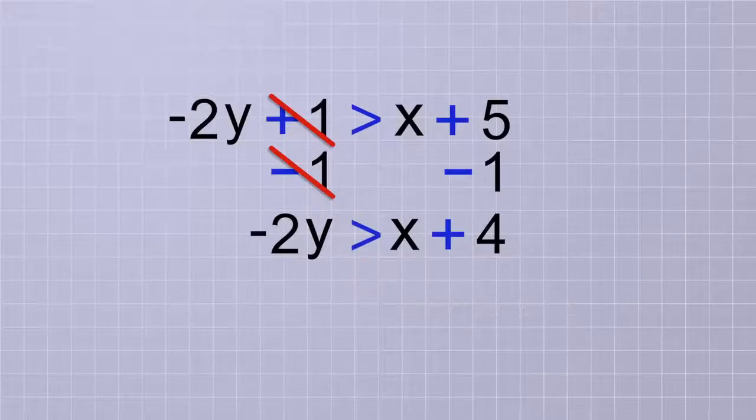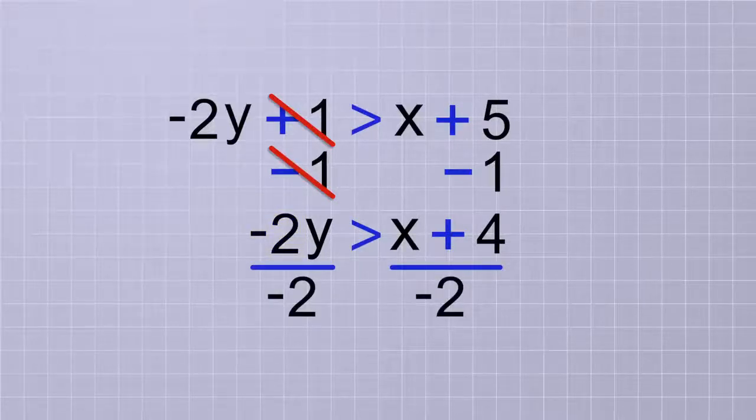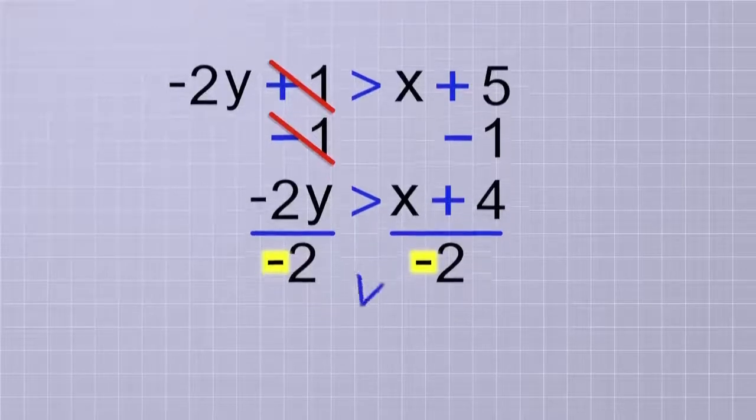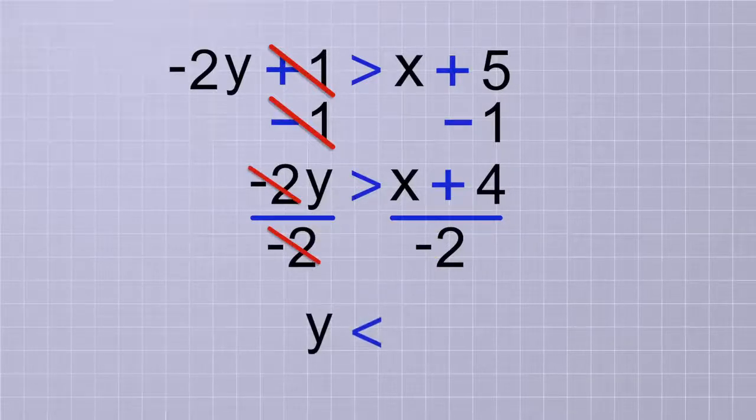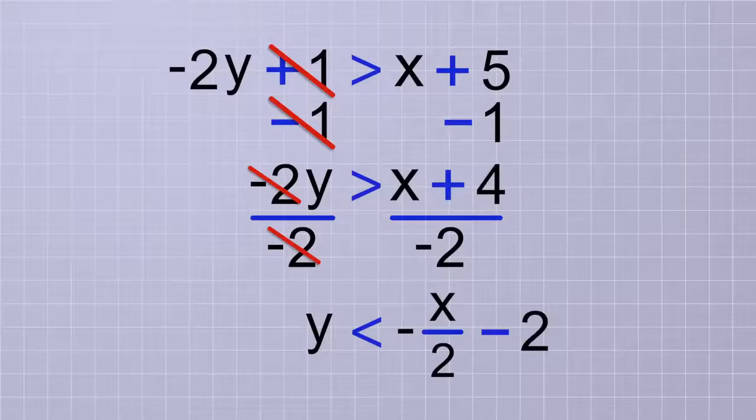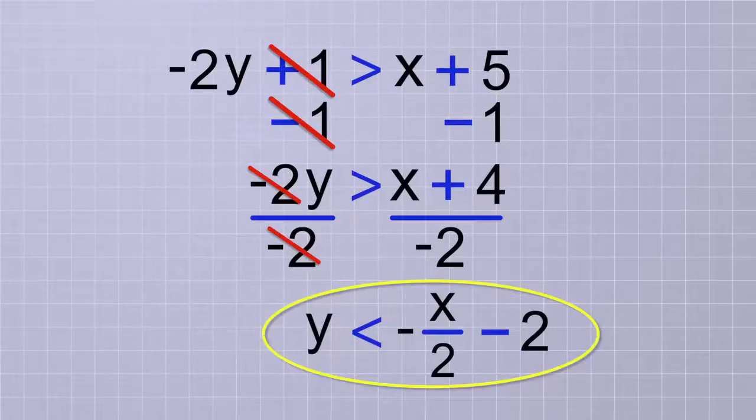But now we need to get rid of the -2 that's being multiplied by y. That can be done by dividing both sides by -2. Because that will change the sign of both sides, we do need to flip the inequality sign for this operation. It was the greater than sign originally, but now it will become the less than sign. On the left, the -2 over -2 cancel, leaving positive y all by itself. And on the right, we divide the entire x plus 4 term by -2, which simplifies to -x over 2 minus 2. So the final result is y is less than -x over 2 minus 2.